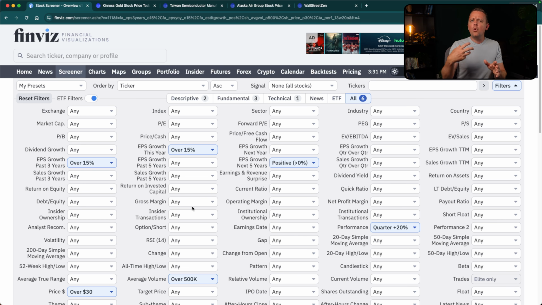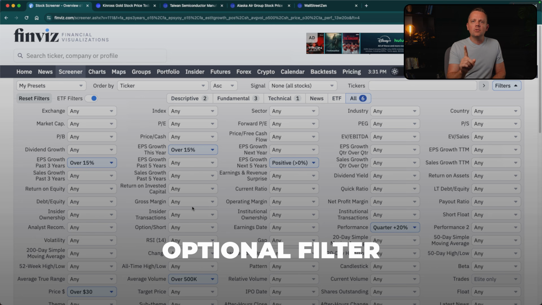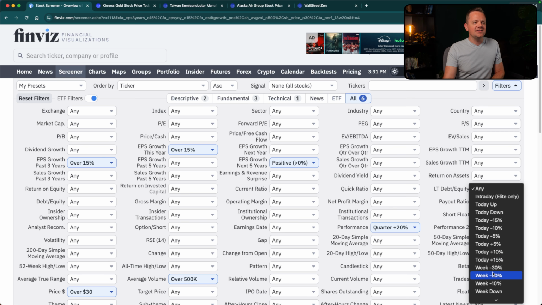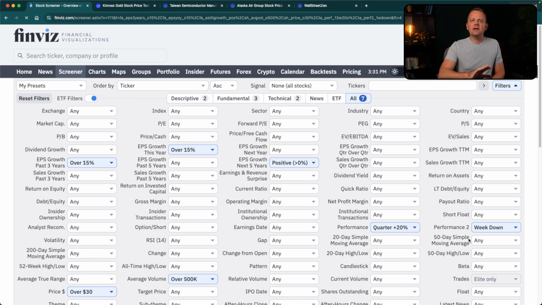And if you want a more focused list than what we have here, there's one more optional filter I will sometimes add. So go over to Performance 2 here and select Week Down. This narrows down to stocks that have pulled back in the past week. Now, this won't always be necessary. If you're already at 20 to 25 stocks, feel free to skip this step.